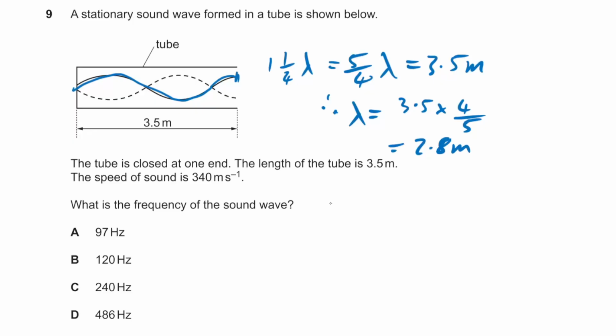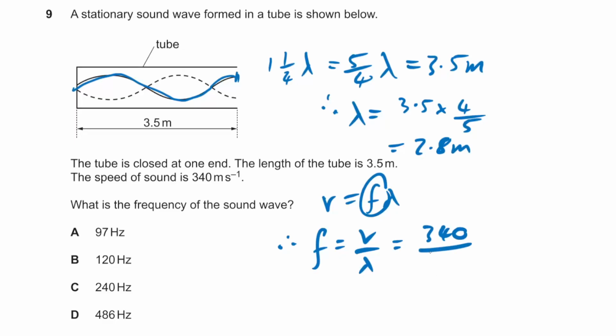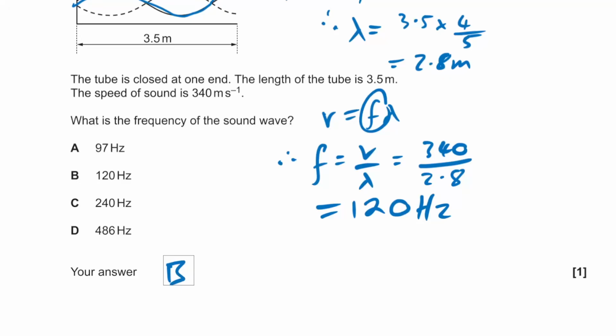Cool, so we have the wavelength, and then all we need to do is plug it into our v equals f lambda. We're looking for f, so therefore f is equal to v over lambda. So that's 340 over 2.8, and it looks like it's going to be about 121, so 120 hertz. So the answer is B.